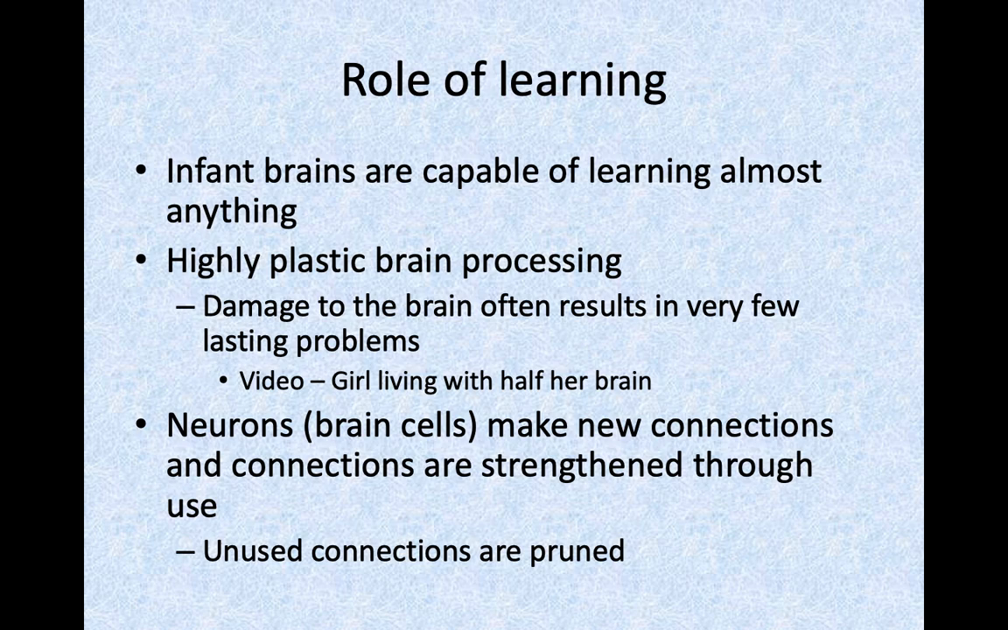So our neurons, our brains, as we talked about in the last chapter, they make new connections, and these new connections are strengthened through use. But unused connections are pruned over time. So if the brain doesn't need that pathway anymore, it's going to trim them away and use those materials for something else.